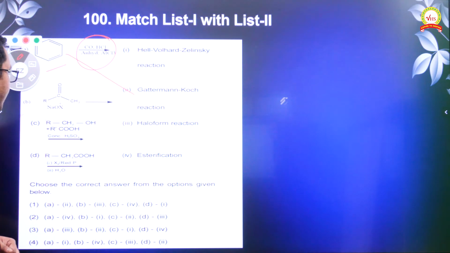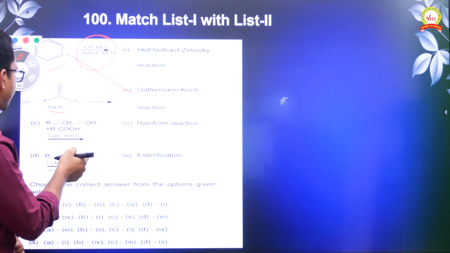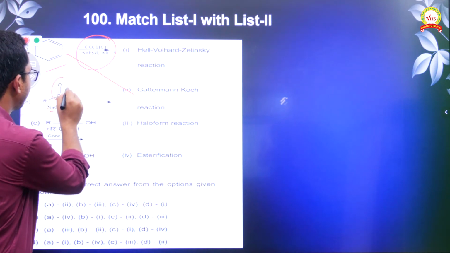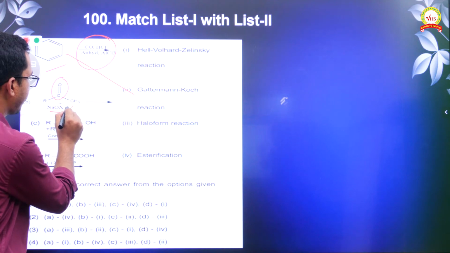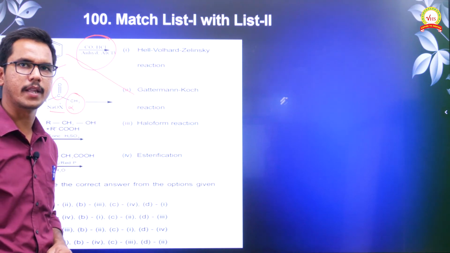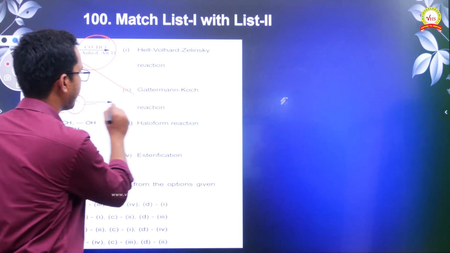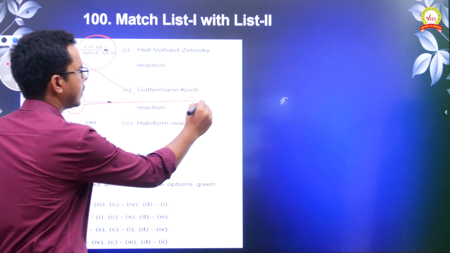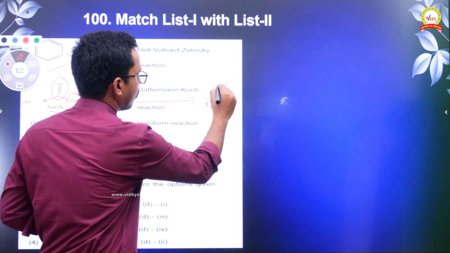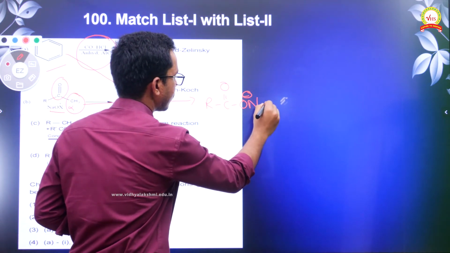Now, if you take this one, sodium hydroxide and a halogen together give NaOH and X2 over there. And we have a ketone with a methyl group at the alpha position. This leads to the formation of the product, let me write it right here. That is R, C double bond O, O minus, and Na plus.